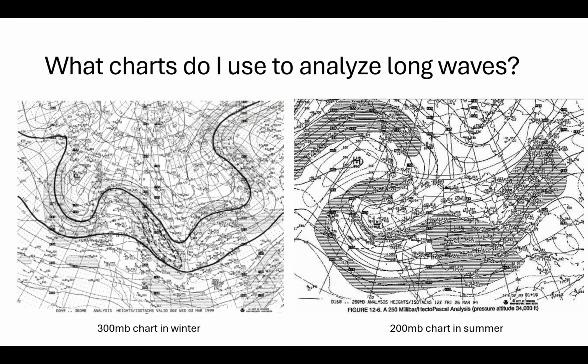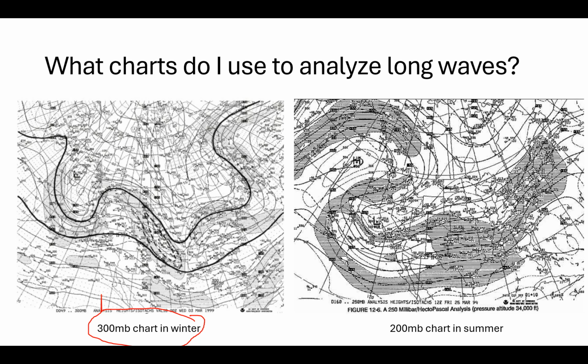What charts do I use to analyze long waves? All right, so let's take a look at this. On the left, we have an example of the 300 millibar chart, and I mentioned this earlier, we want to use that in wintertime because the atmosphere is colder and more compact. The black solid lines here outline your long wave pattern, by the way. So we're looking at a 300 millibar chart, 30,000 feet.